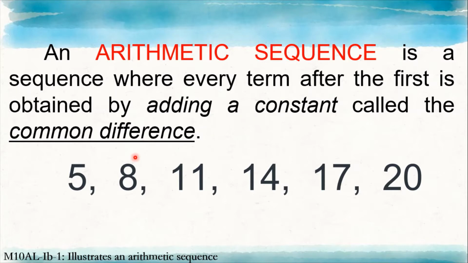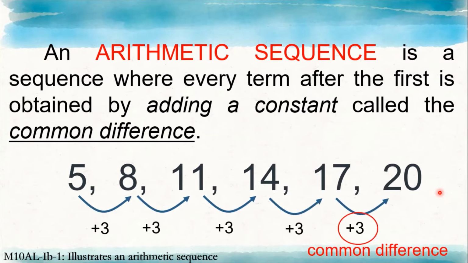So let us check this sequence. So we have here 5, 8, 11, 14, 17, and 20. So what number is being added to each of the terms to get to the next term? So in this case, we are adding 3 to each of the terms. And 3 is what we call the common difference. So this is an example of an arithmetic sequence.